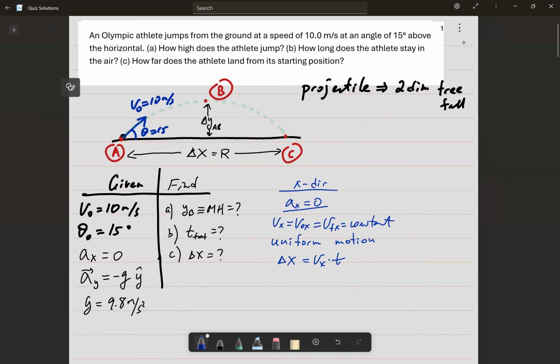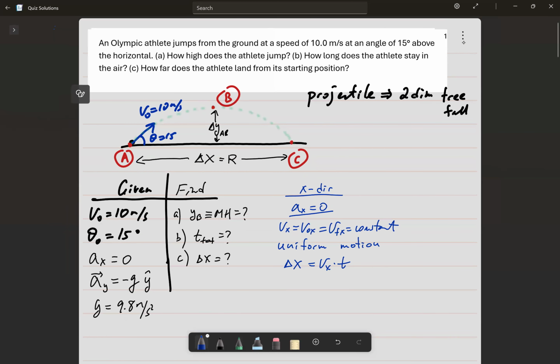Now, there's also another equation for horizontal displacement, which is range. Let me write down R, which is sometimes the notation that we use for the range. So if R is delta x, you can also calculate this with what is generally assumed to be a time-independent equation. This will be initial velocity squared times sine of 2 theta, where theta is the launch angle, divided by g. So this is another equation that we technically can use for the range.